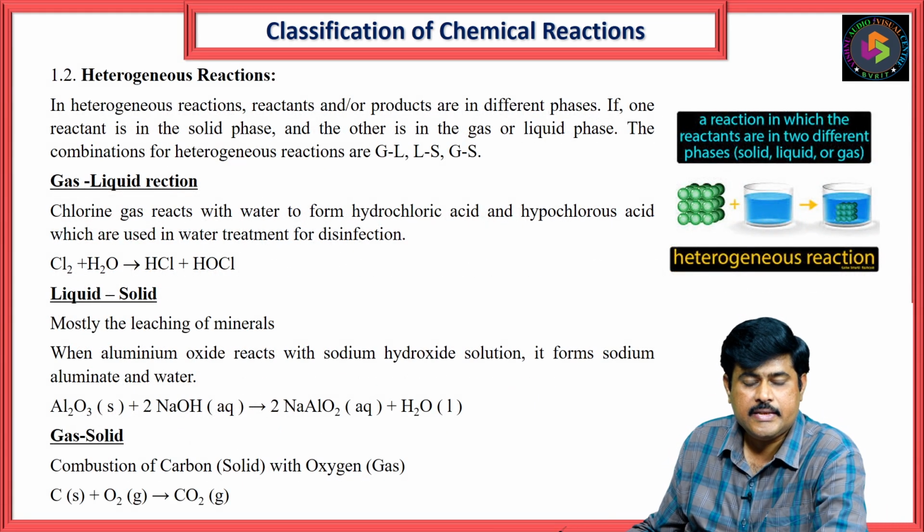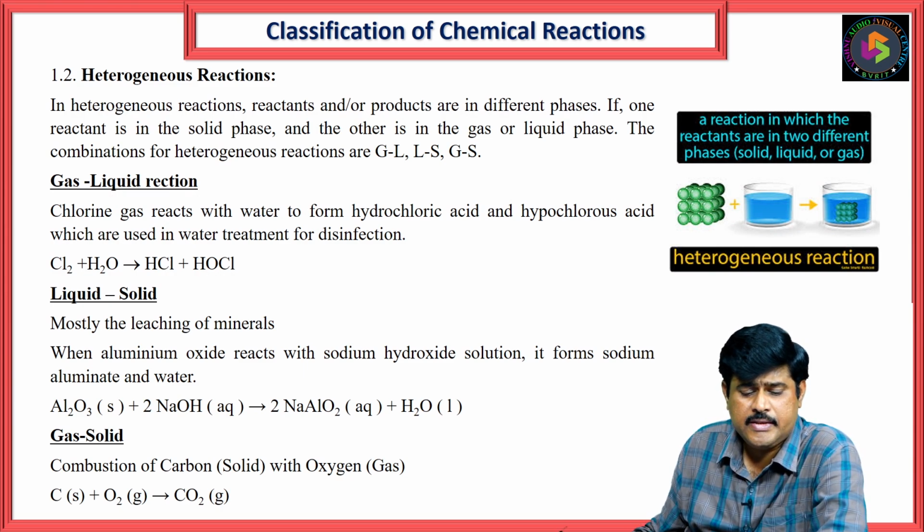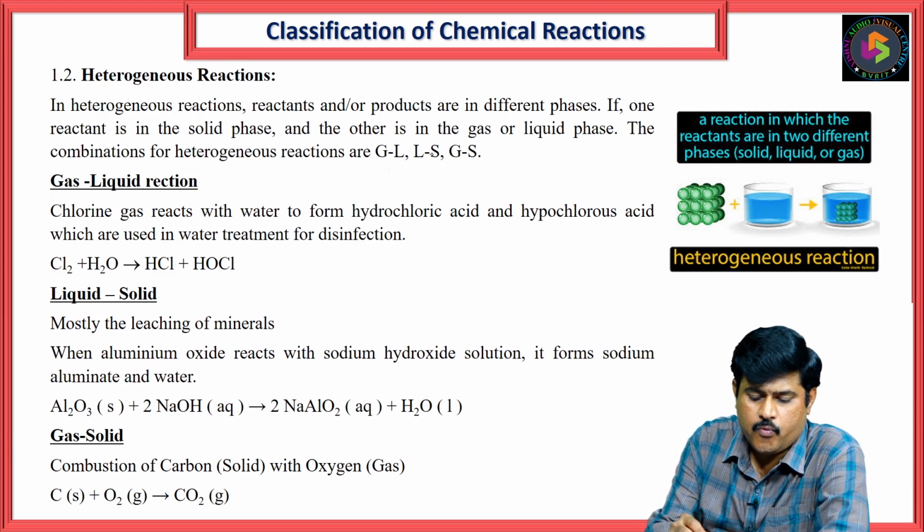Coming to heterogeneous reactions, the reactants or products are in different phases. That means if one reactant is in the solid phase, then the other reactant may be in the liquid phase or gas phase. The combinations for heterogeneous reactions are gas-liquid, liquid-solid, and gas-solid.